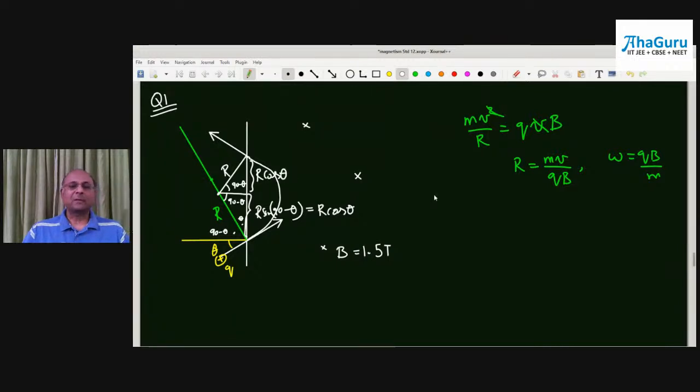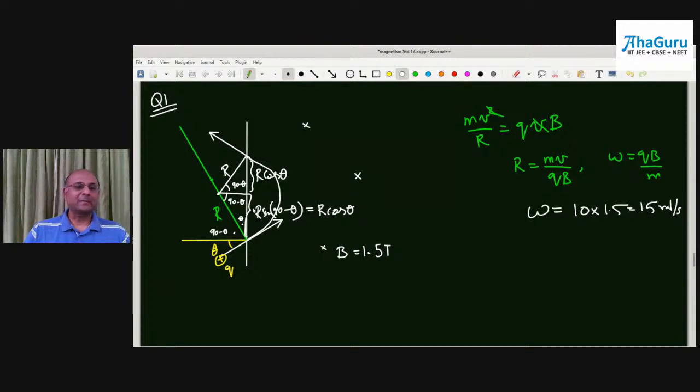Okay, let us now start putting in some numbers. We have been told Q by M is 10. So omega is Q by M times B. How much is Q by M? That is 10 coulombs per kg. B, how much is B here? B is 1.5 Tesla. Okay, so that tells us that omega is 15 radians per second. But I don't even need all that.